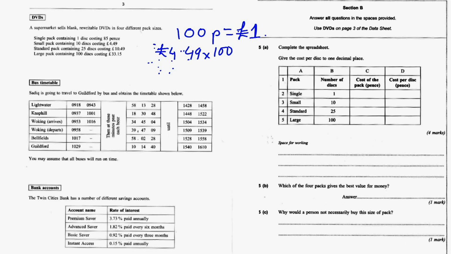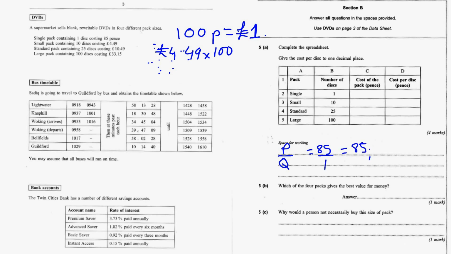Okay, let's look at the next one now. This one is saying I have to find the cost per disc, and remember, it's in pence. Now what you have to do, remember our formula that I told you in the lessons, where we have our price over the quantity. Okay, so let's do the first one. The first one is 85, so it's 85 over the quantity, which is 1. So that will equal 85p.